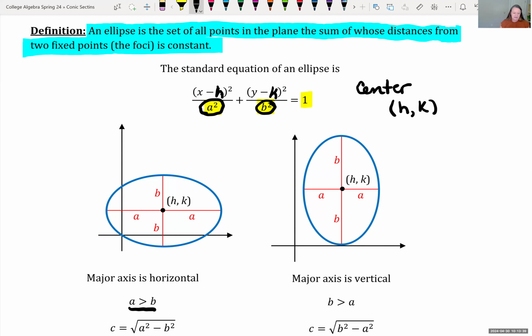This major axis that I was just talking about is the longer of the two that go through the center. So here our major axis, notice, is parallel to the x-axis. And over here, our major axis is parallel with the y-axis.